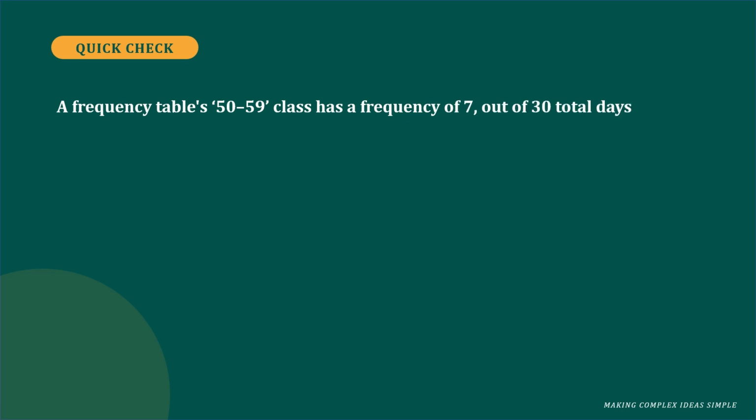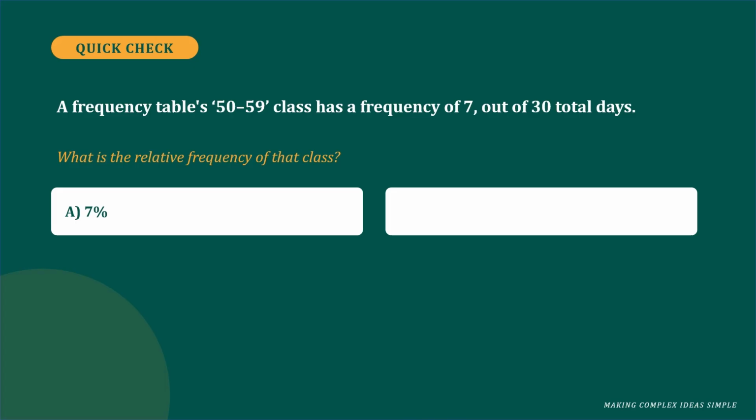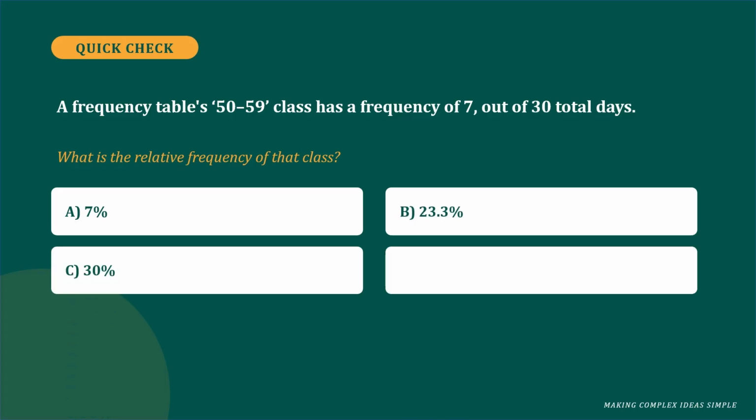Quick check. A frequency table's 50 to 59 class has a frequency of 7 out of 30 total days. What is the relative frequency of that class? A. 7%. B. 23.3%. C. 30%. D. 43%. Pause the video and calculate before the answer.